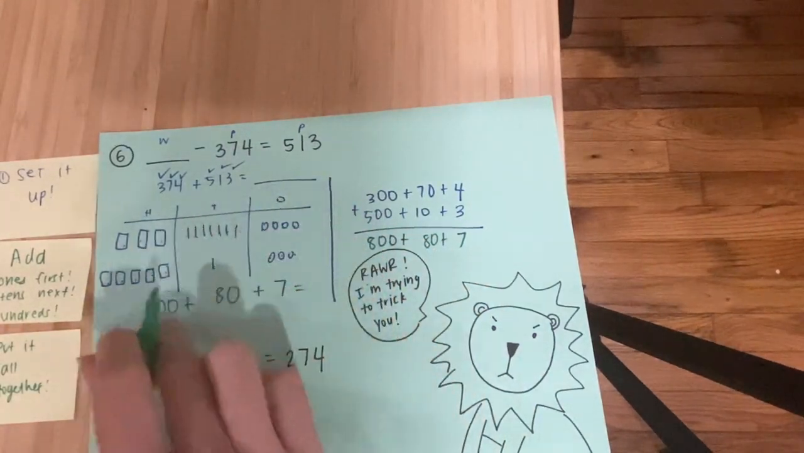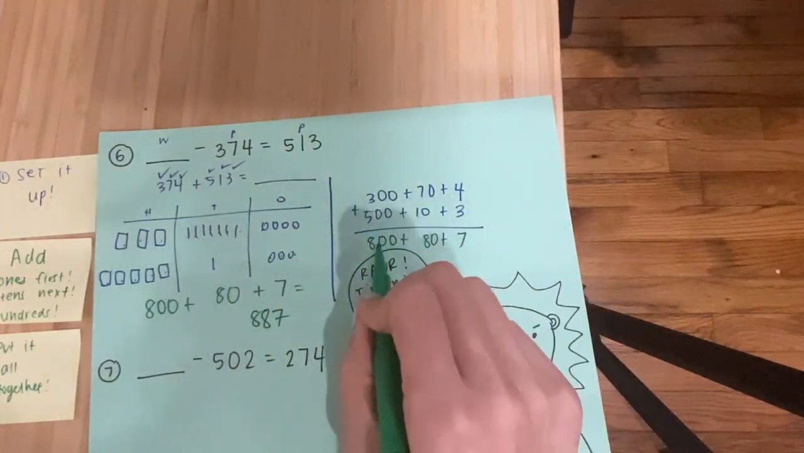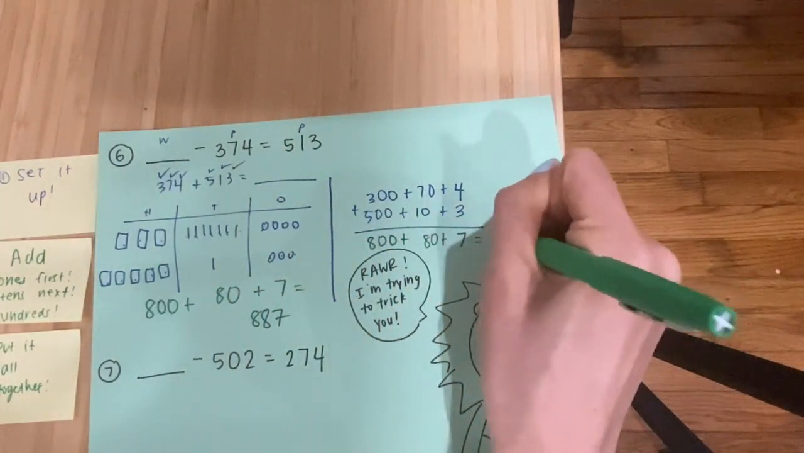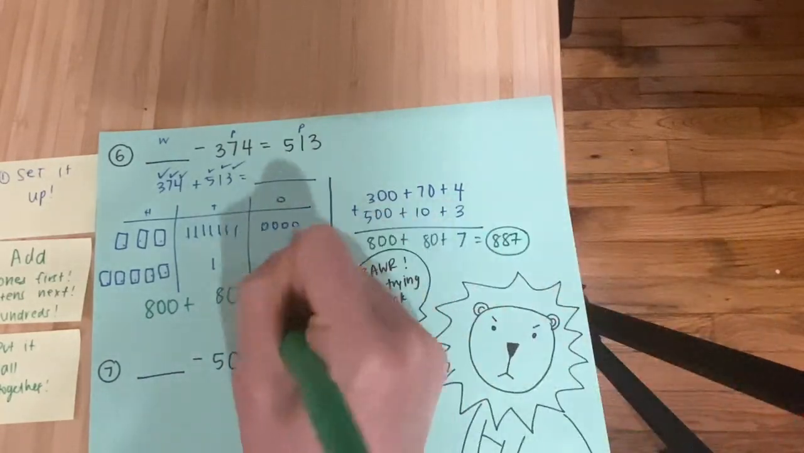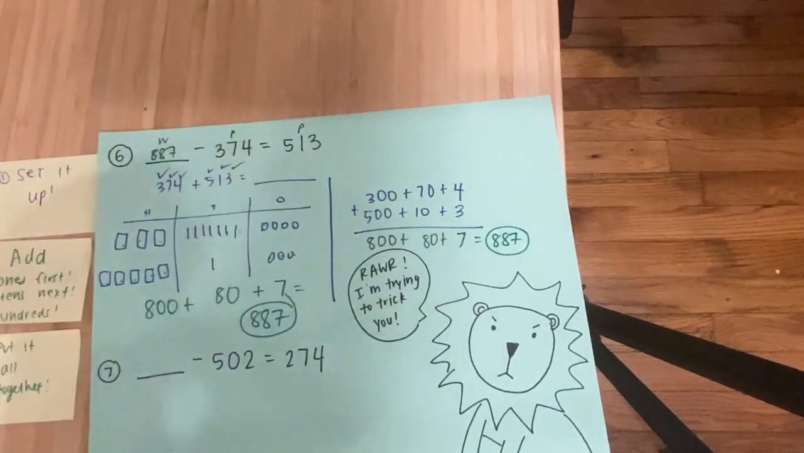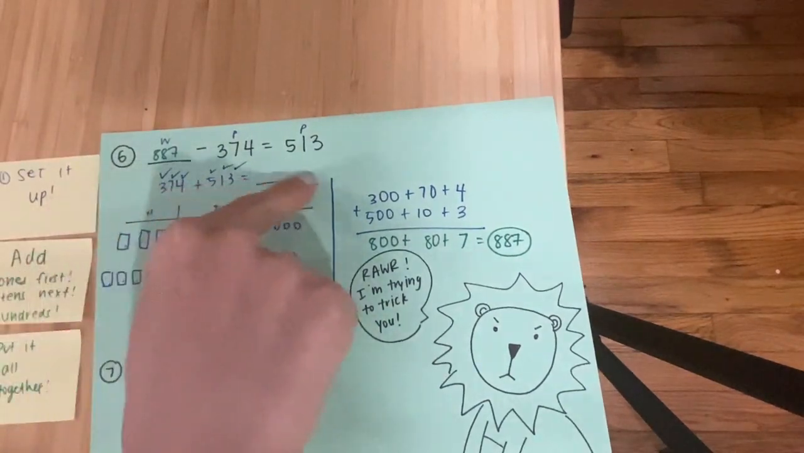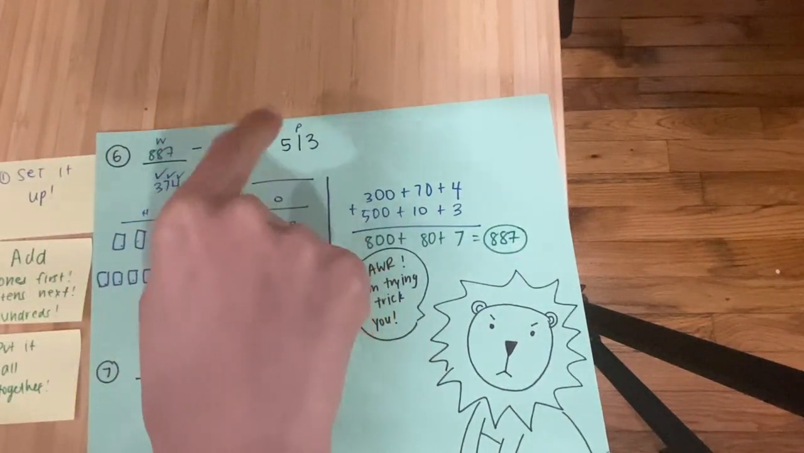So 800 plus 80 plus 7 makes 887. Let me put my answer back in my blank. Boom, done.